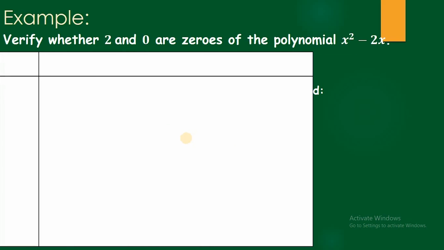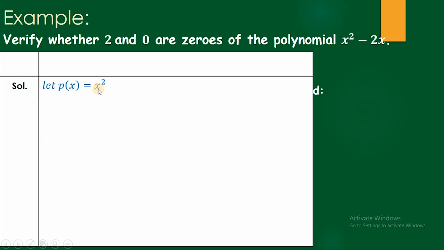Now here it says that verify whether 2 and 0 are zeros of the polynomial x square minus 2x. Verify means check whether the given two numbers are the zeros of the polynomial or not. To be the zeros of the given polynomial, it should give the value 0. If you put x equal to 2 and if you put x equal to 0, the result should be 0. So we'll write the solution.